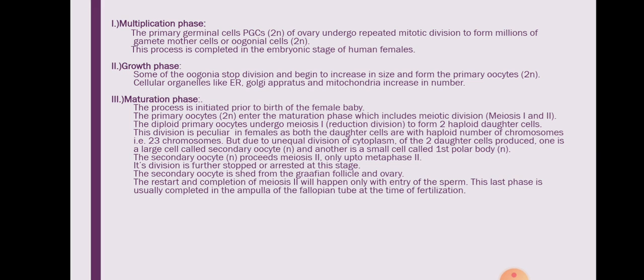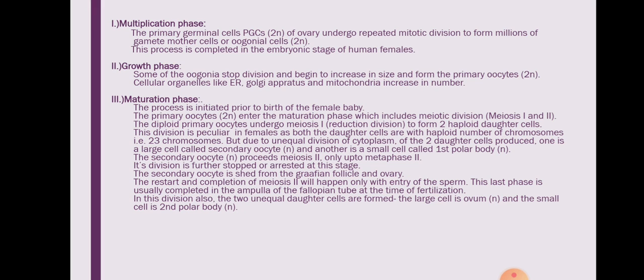This last phase is usually completed in the ampulla of the fallopian tube at the time of fertilization. When the ovum is released from the ovaries, it is picked up by the fimbriae of the fallopian tube, and sperms which are released in the female genital tract travel through the cervix and uterus and reach the ampulla of the fallopian tube. So you can say that this process is not continuous, but has breaks in it.